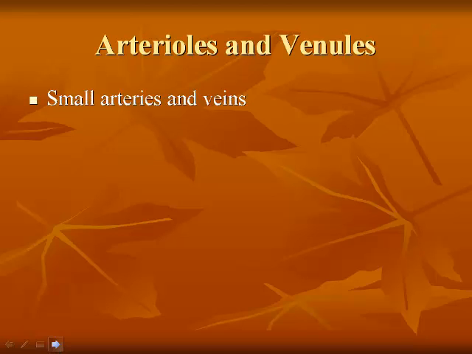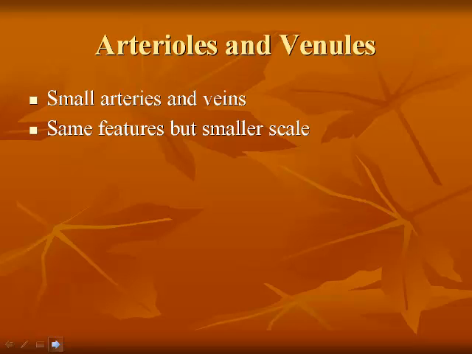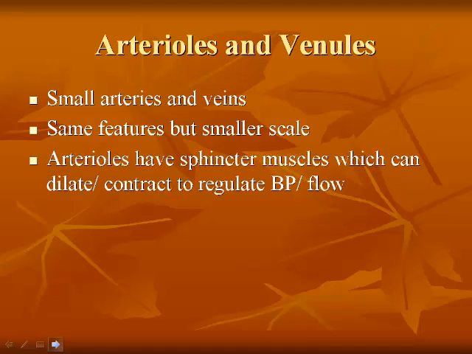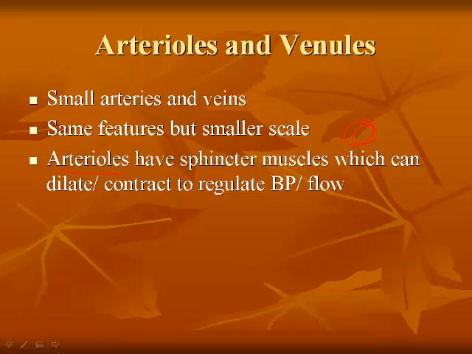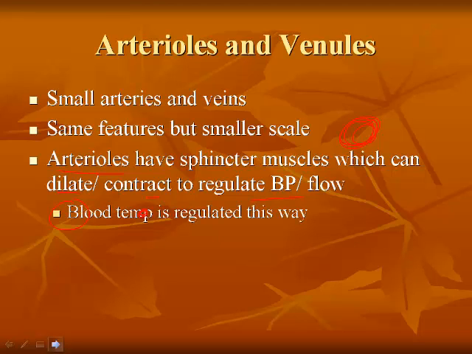Okay, arterioles and venules. All these are just small arteries and veins. They have the same features but just on a smaller scale, so in terms of their thickness and elasticity for arterioles and their thin walls and valves for venules. Arterioles also have a sphincter muscle, right? That circular muscle that we have in our stomachs. It's used to dilate and contract, so get bigger or get smaller depending on the blood pressure and their flow. So if the blood pressure is too high, it can dilate to reduce that pressure.